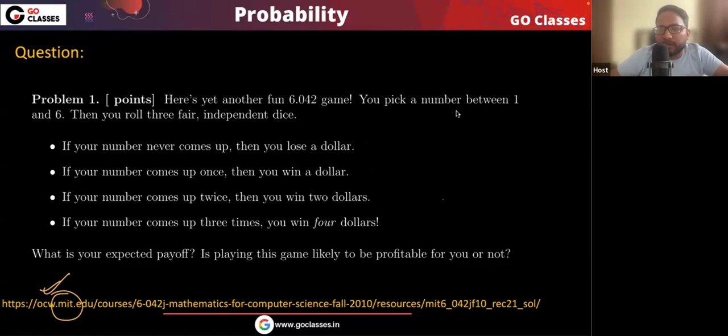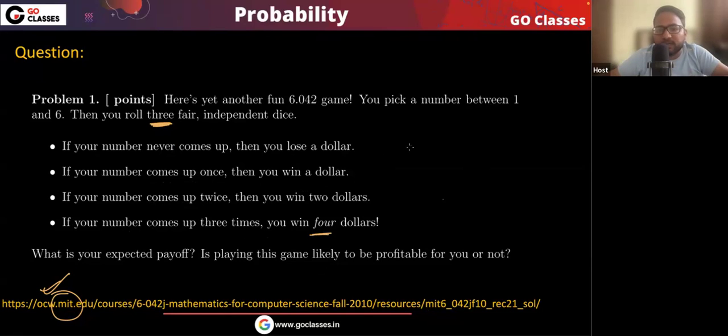They're saying that you pick a number between 1 and 6, then you roll three fair independent dice. So you pick a number first, and then you roll three dice. If your number never comes up, then you lose $1. If your number comes up once, then you win $1. If your number comes up twice, then you win $2. If your number comes up thrice, then you win $4. What is the expected payoff?